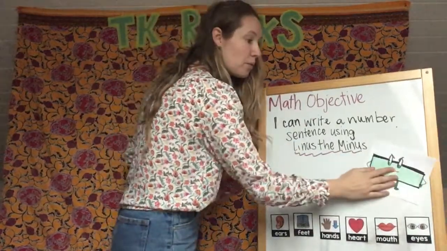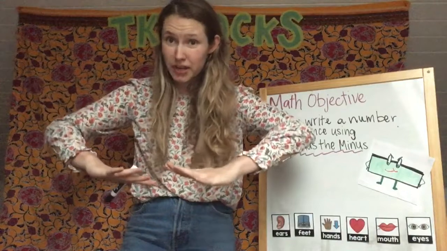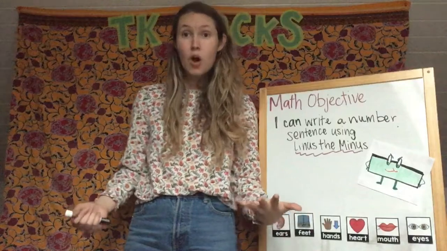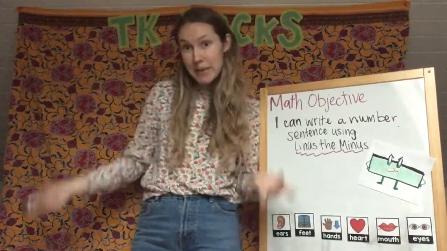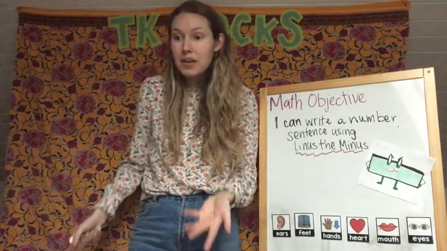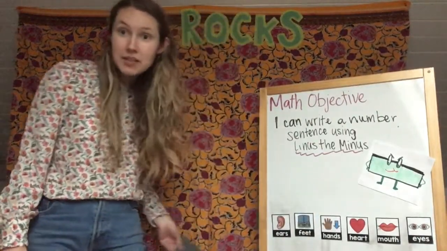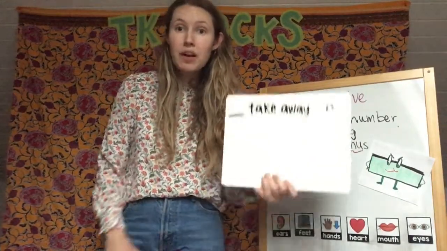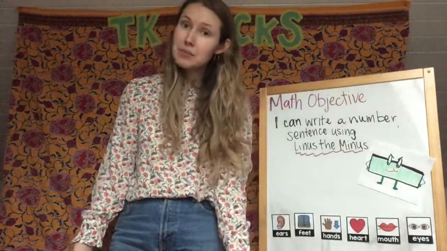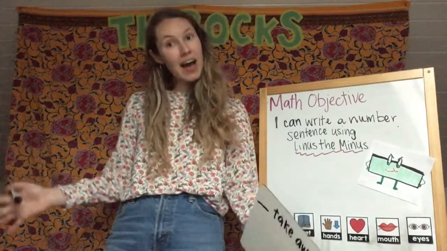Oh, so when we are writing sentences with Linus the Minus, our numbers are going to be getting smaller. When we would write our Gus the Plus number sentences for addition, we would be adding numbers up and they would become bigger. But now we're going to be making them smaller. So let's talk about what a number sentence might look like with Linus the Minus. Now we already know that number sentences use numbers, but we want to know what words Linus the Minus uses too. So when we talked about Gus the Plus, we would say 2 and 3 is 5.